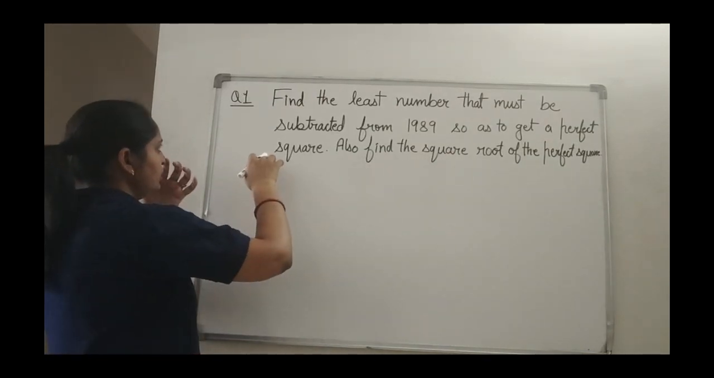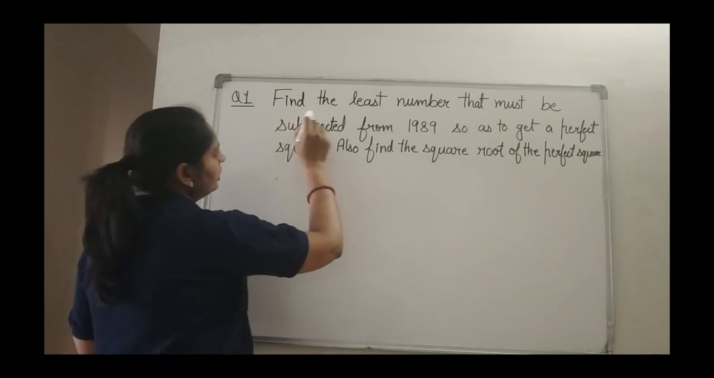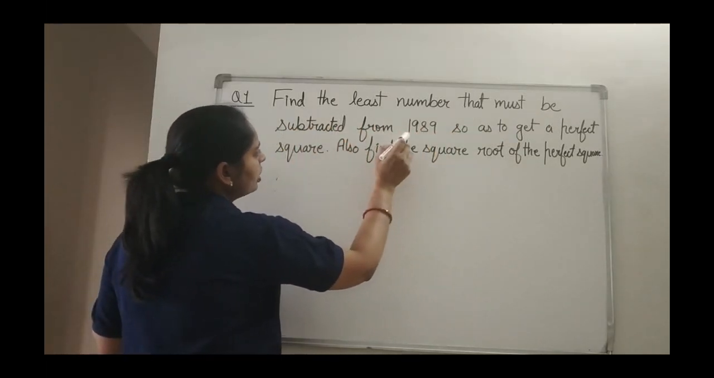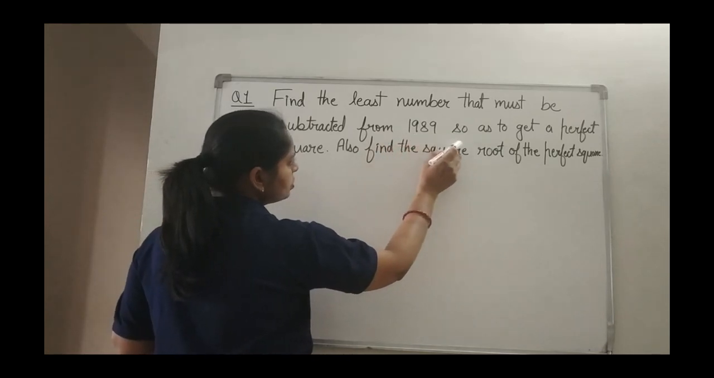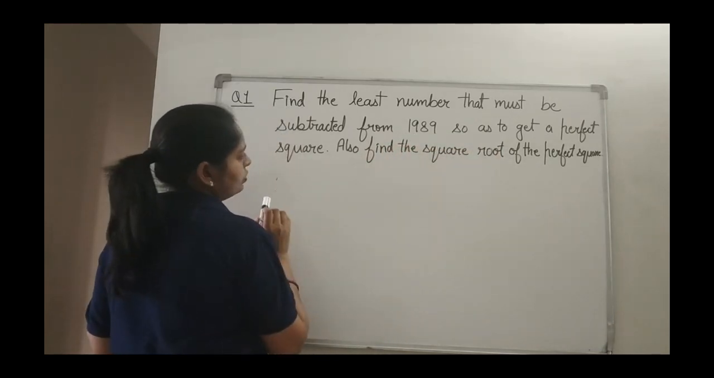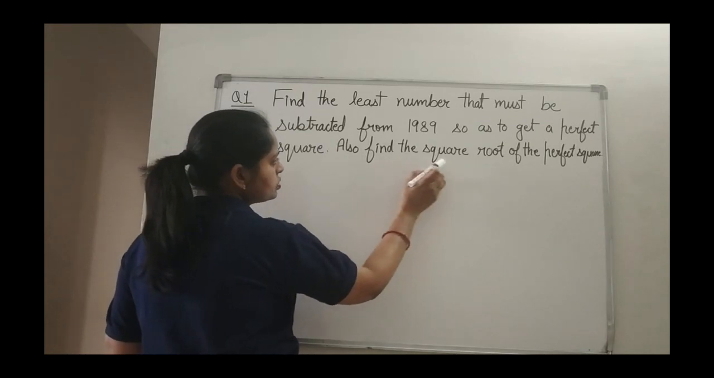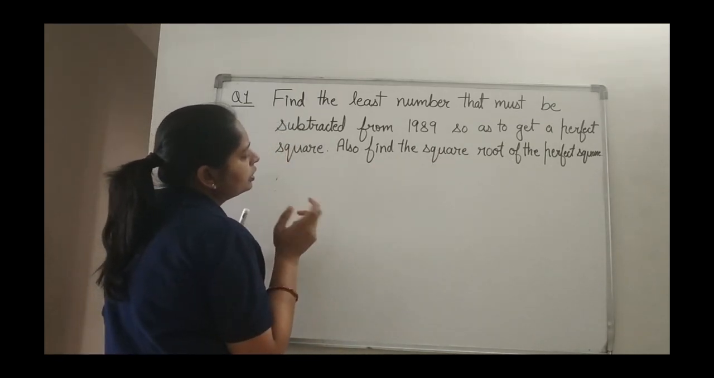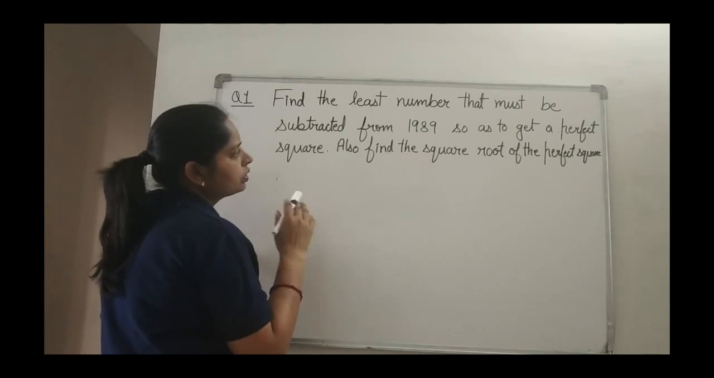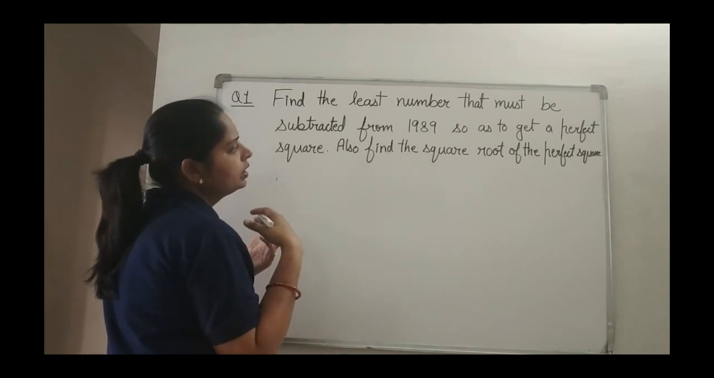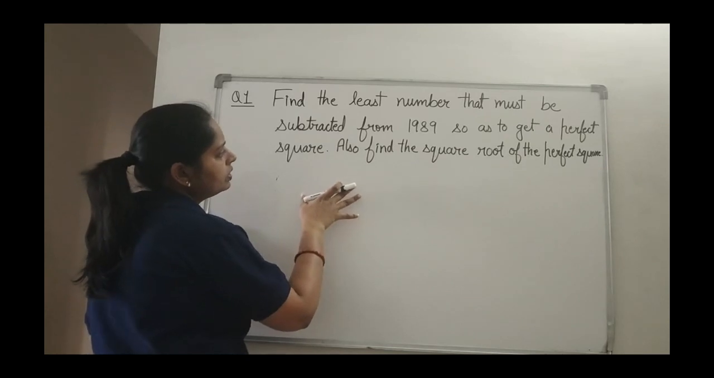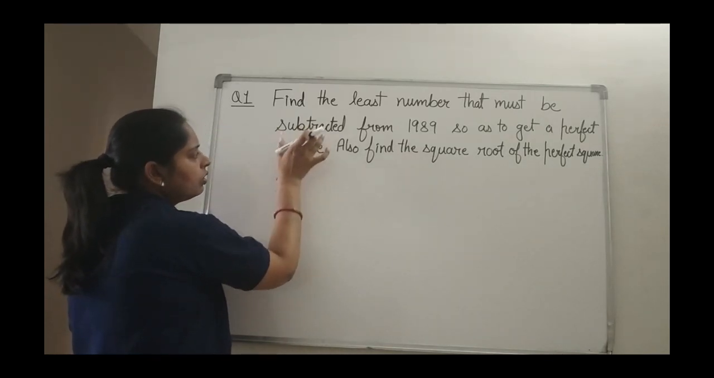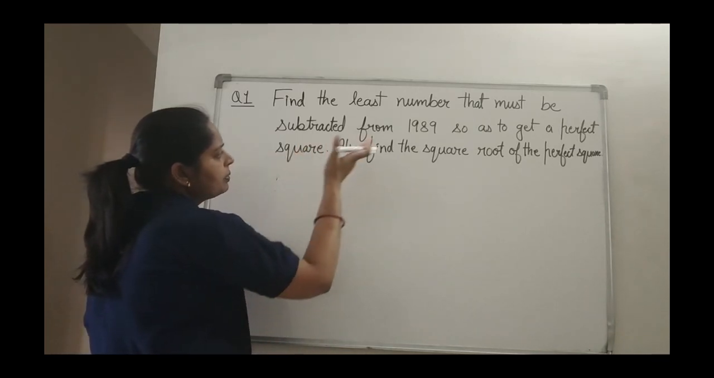Now see the first question. Find the least number that must be subtracted from 1989 so as to get a perfect square. Also find the square root of the perfect square. In the previous case, when we were doing prime factorization, we decided what to be multiplied or what to be divided. Now when you are doing the division method, you will get the question for what should be subtracted or what must be added.